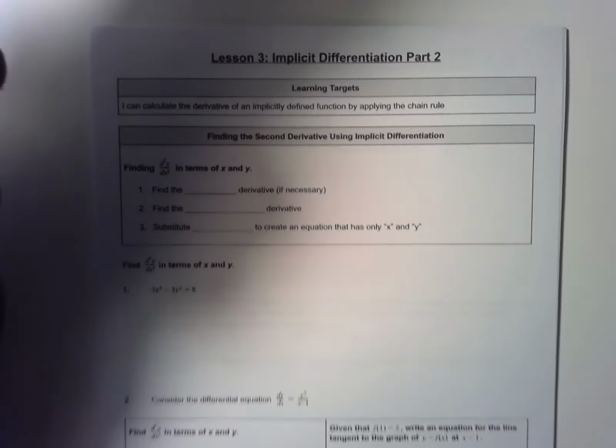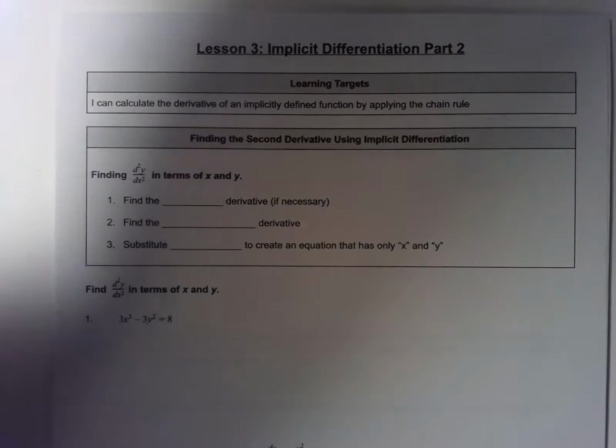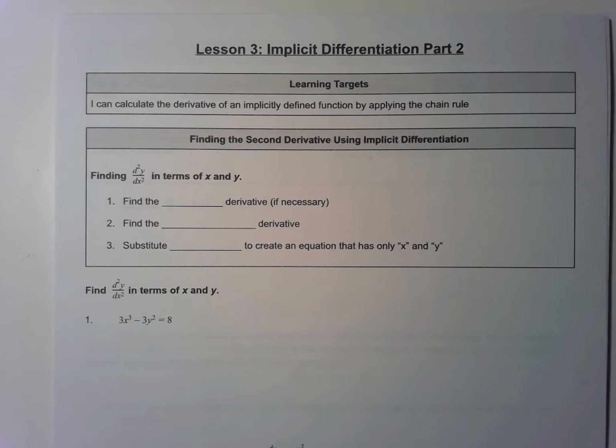Today we are going to be going over Lesson 3 from Unit 3, which is a continuation of our study of implicit differentiation. So in the previous video, we learned how to find the derivative of an implicitly defined function using the chain rule. Today we're just going to continue to talk about that.